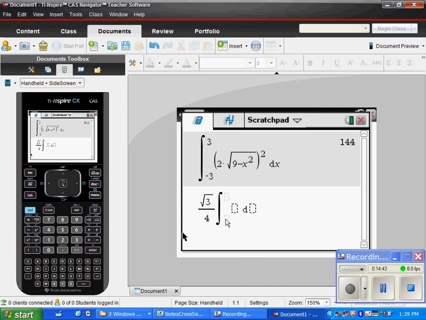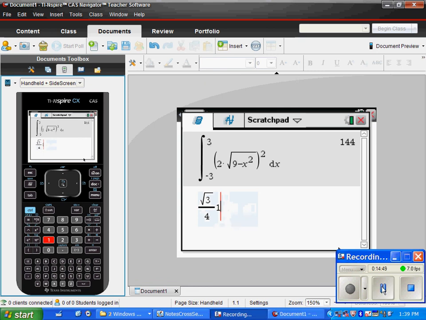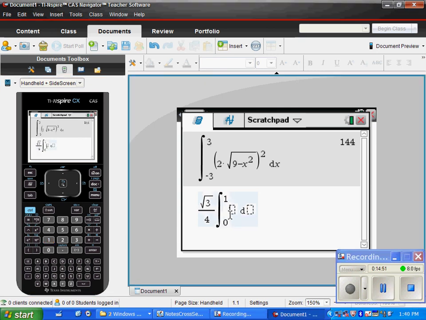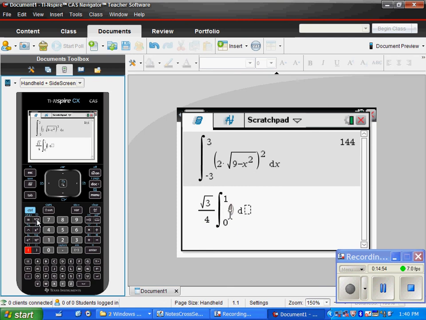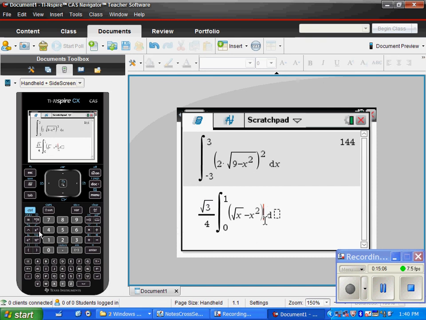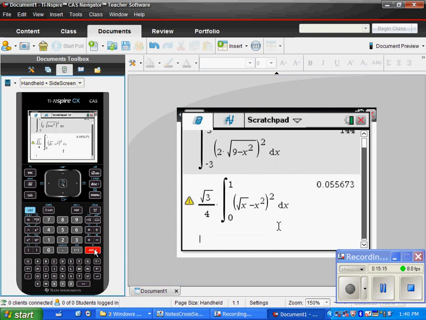So I was having calculator issues there, so I went ahead and fixed it so that you didn't have to wait. Parentheses, square root of x, get out of the square root, minus x squared, get out of the parentheses, because we derived the formula: square root of 3 over 4, side squared. And then in terms of dx, and I'm going to hit Control-Enter, and it looks like the volume, which seems very, very small, is 0.056.